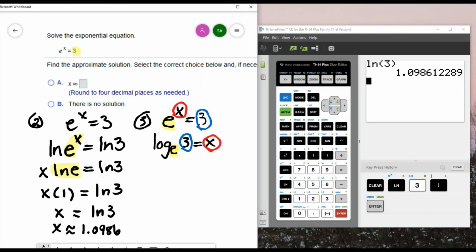Now we don't typically write log base e. We have special notation, which is natural log. So that's natural log 3 equals x. And you can see we got the same answer that we got before, x equals natural log 3. So typing that in our calculator, we got approximately 1.0986.